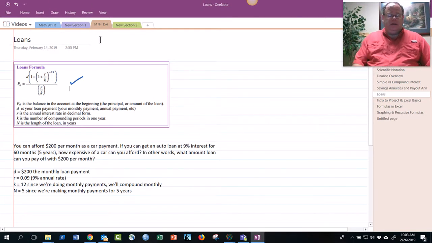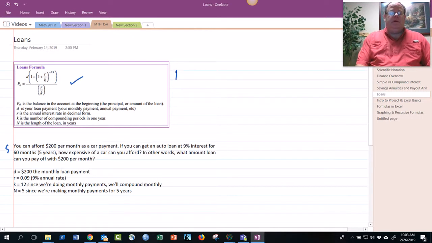Here's the question down here. You can afford $200 per month as a car payment. If you can get an auto loan at 9% interest for 60 months, 5 years, how expensive of a car can you afford? In other words, what amount loan can you pay off with $200 per month? All right, well, just pulling the numbers right out of the paragraph, we've got our monthly payment and our interest rate. It's compounded once a month, 12 times a year.